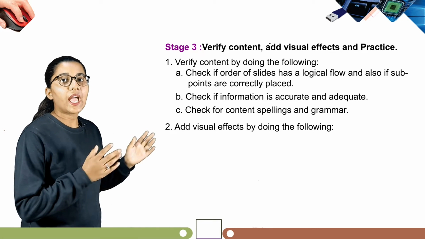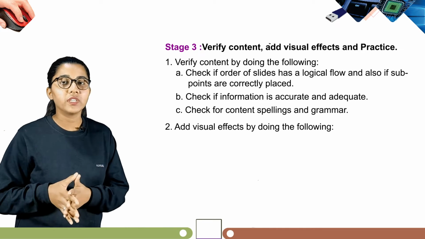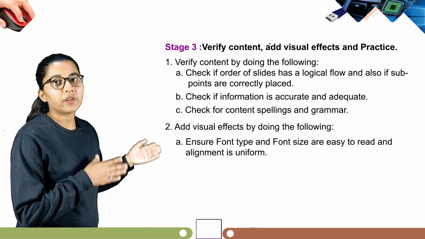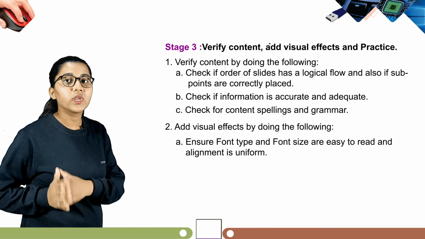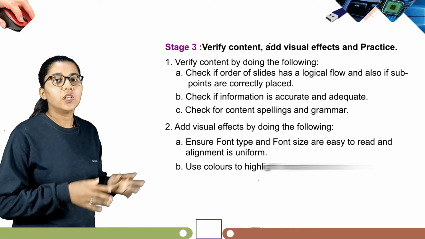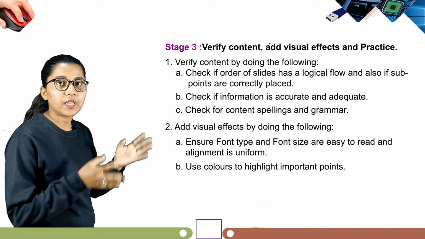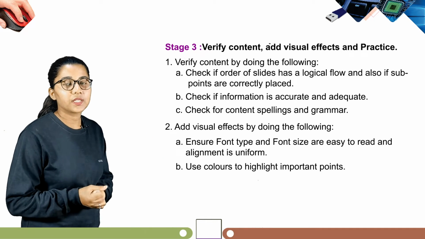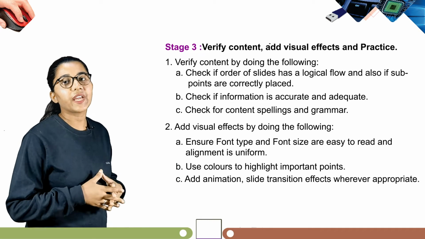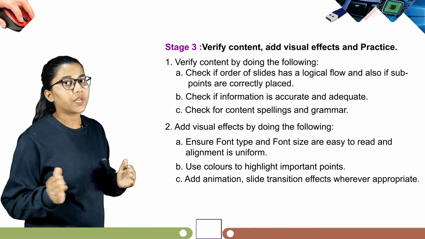C, check for content, spelling and grammar. Second is add visual effect by doing the following steps. A, ensure font type and font size are easy to read and alignment is uniform. B, use colors to highlight important points. C, add animation and slide transition effects wherever appropriate.